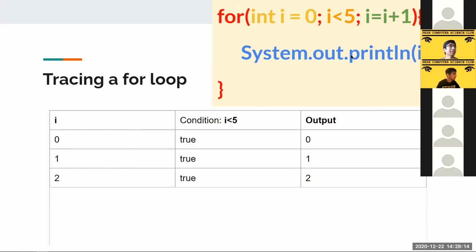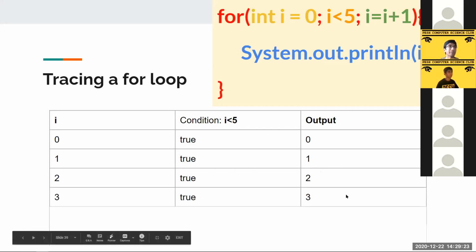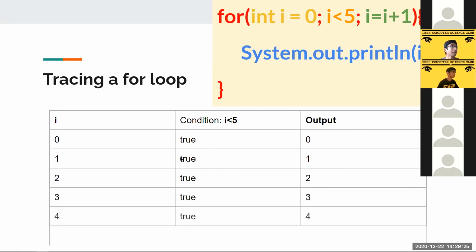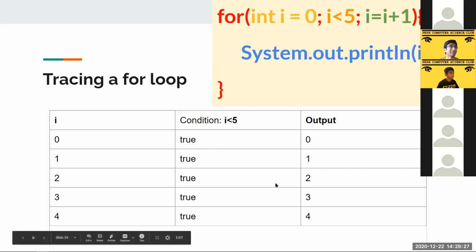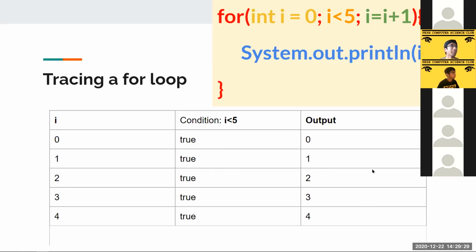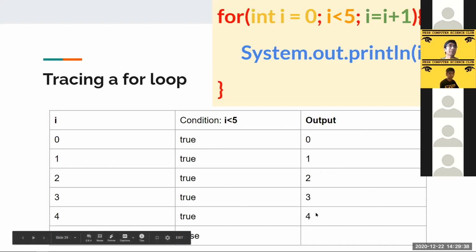And we keep doing that. Now we increment I again. I is 2. 2 is less than 5, so we print out 2. 3 is less than 5, we print out 3. 4 is less than 5, so we print out 4. And then finally, 5. Is 5 less than 5? No, it's not. Therefore, we don't do this blue statement. We don't do the statements inside of the curly braces, and we don't output anything.